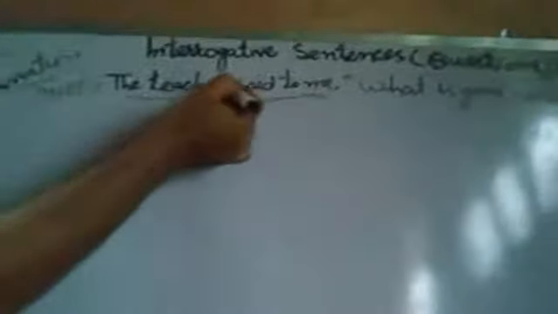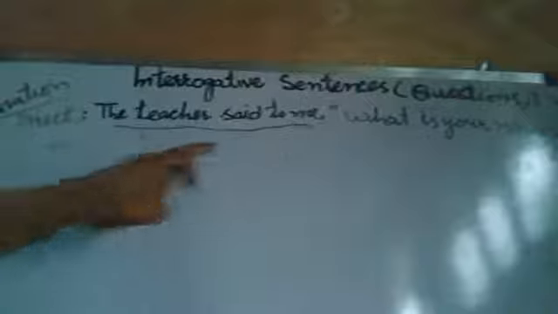In an assertive sentence, if the reporting verb was like this, "the teacher said to me," we were changing it into "the teacher told me." If it was in present, "the teacher says to me," we were changing it into "the teacher tells me." But in an interrogative sentence, it is different. "The teacher said to me" will change into "the teacher asked me."